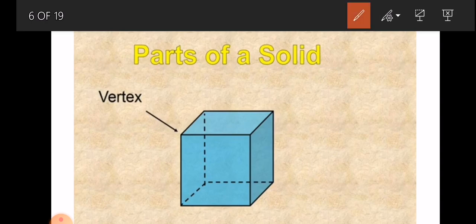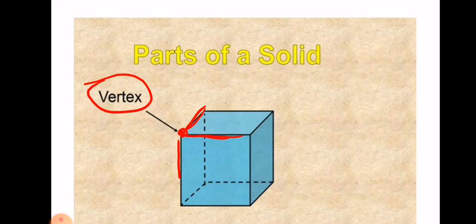So what does vertex mean? The vertex is this corner. We explained it before with the polygons. Do you remember? Yes, when two sides meet together, they form a vertex. And here with the solid figures or the polyhedrons, when three sides meet together, you will have a corner called a vertex. Can you count with me how many vertices the cube has?